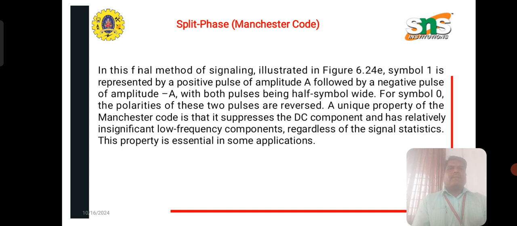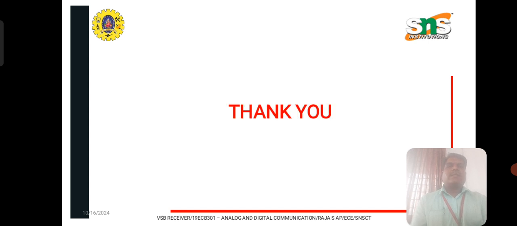Last method is called Manchester code. This is the final method of signaling in line codes. The symbol 1 is represented by a positive pulse of amplitude A followed by a negative pulse of minus A, with both pulses being half symbol wide. For symbol 0, the polarity of these two pulses is reversed. A unique property of the Manchester code is that it suppresses the DC component and has relatively insignificant low frequency components regardless of the signal statistics. This property is essential in some applications.